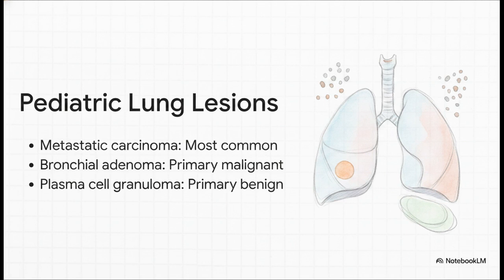Now, the absolutely crucial point here is just the overwhelming prevalence of metastatic carcinoma over primary lung cancers in kids. To put it into perspective, the ratio of primary pulmonary malignancies to metastatic neoplasms to non-neoplastic lesions is about 1 to 5 to 60, so secondary tumors are way more common. But for your exam pearls, keep in mind that if we are talking about primaries, bronchial adenoma is the most common primary malignant lung tumor in this population, while a plasma cell granuloma is the most common primary benign lesion.